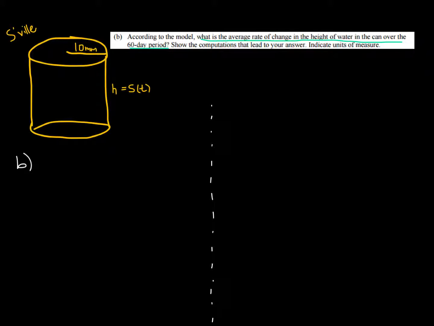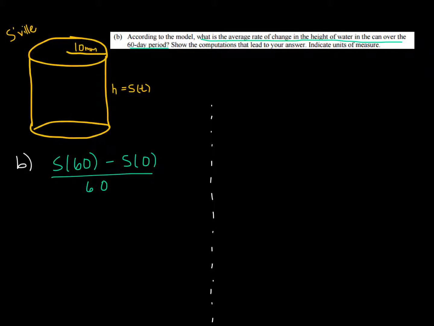All right, question B is actually a pretty straightforward and simple question. According to the model, what is the average rate of change in the height of water in the can over the 60-day period? Show computations that lead to your answer and indicate units of measure. So remember, average rate of change is simply the value at your endpoint minus the value at your initial point divided by the time interval. In other words, we're going to have the height after 60 days minus the height at the beginning divided by the time that elapsed, or 60.